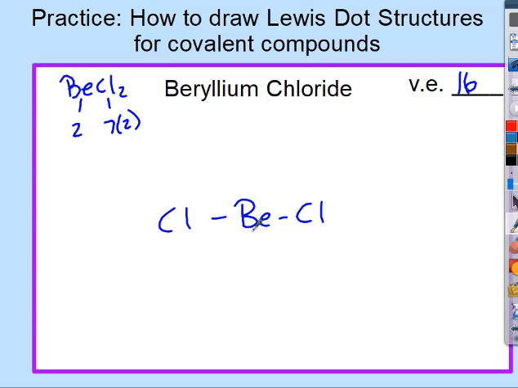So yesterday, or on the previous video, we said in step 6, make sure that every atom has 8 electrons unless it's boron or beryllium. So this chlorine needs 6. This chlorine needs 6. We have 12 left. So this is our Lewis structure for beryllium chloride.